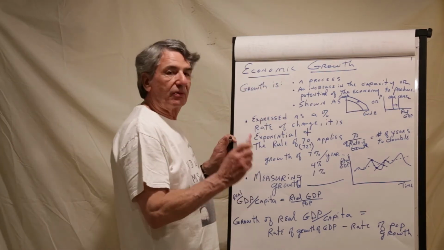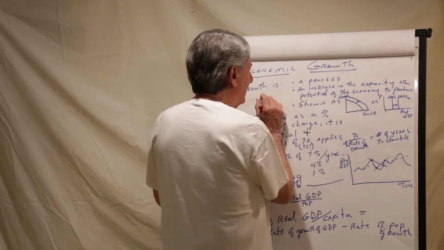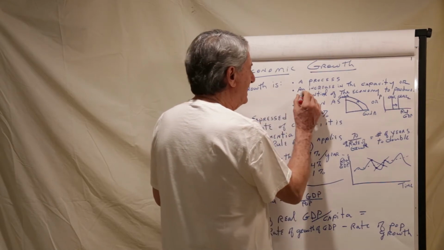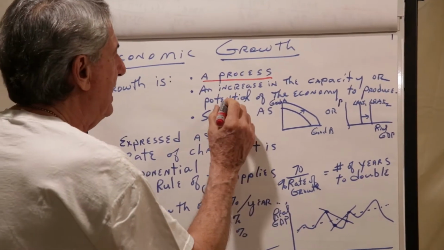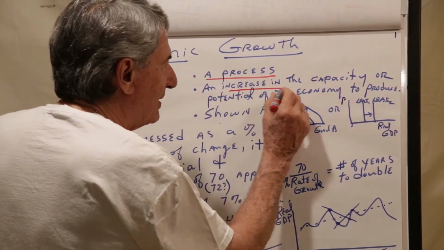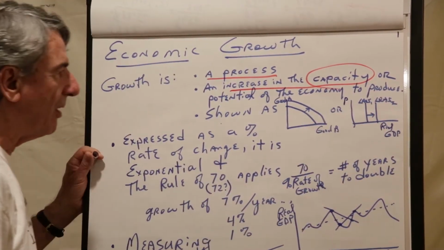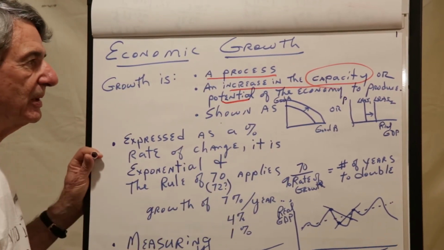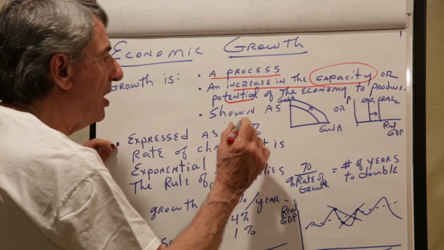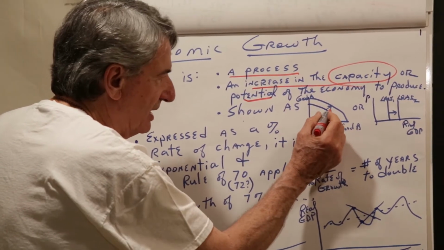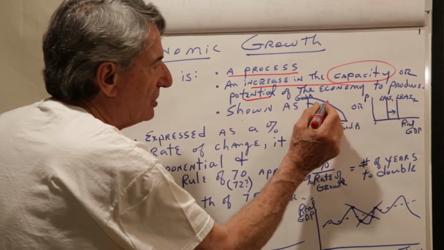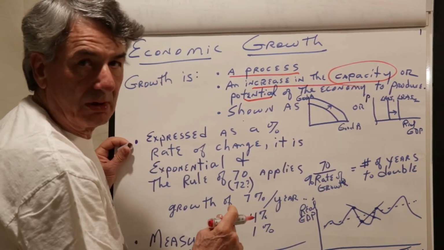All right, economic growth. What is it? First of all, economic growth is a process that occurs over time continuously. It represents an increase in the capacity or potential of the economy to produce. It can be shown two ways. See this production possibilities frontier? If a production possibilities frontier shifts outward, that's economic growth.